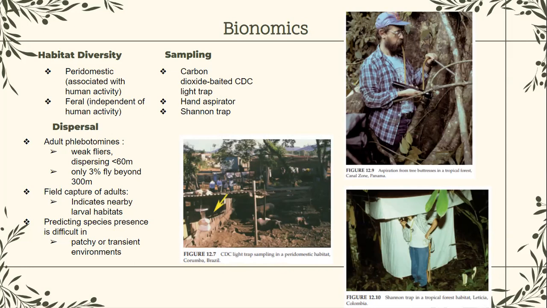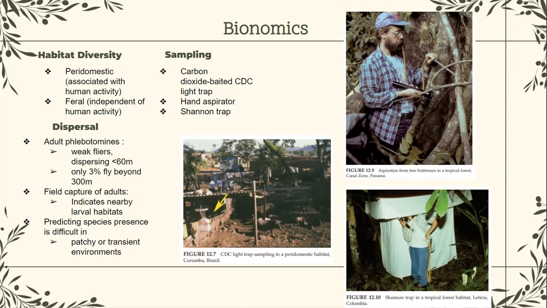However, predicting the presence of a given species can be difficult if their preferred environment is patchy or transient. Forest fragmentation leads to disjunct fly populations, making recolonization of forest patches more difficult in the event of local extinction. Now for the sampling. Phlebotomine diversity requires a variety of techniques for retrieving these specimens from the field.